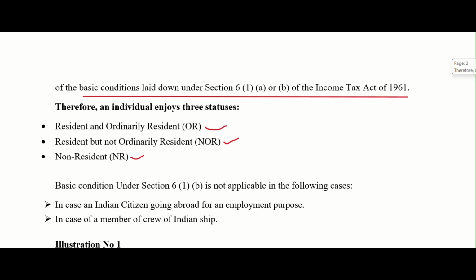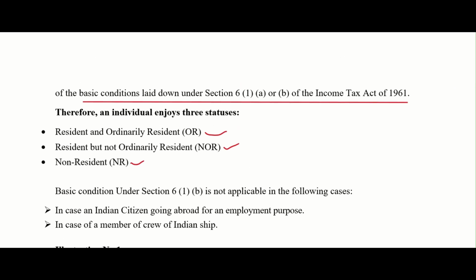The basic condition under section 6 subsection 1(A) or (B): 1(B) is not applicable in the following cases. What is section 1(B)? That is, he has to stay in India for 60 days during the previous year and 365 days during the 4 previous years preceding the relevant previous year. This is not applicable in these two cases; only section (A), the 182 days, will be applicable. So what are those cases? In case of an Indian citizen going abroad for employment purposes, and in case of a member of the crew of an Indian ship. In these two cases, section 1(B) is not applicable.